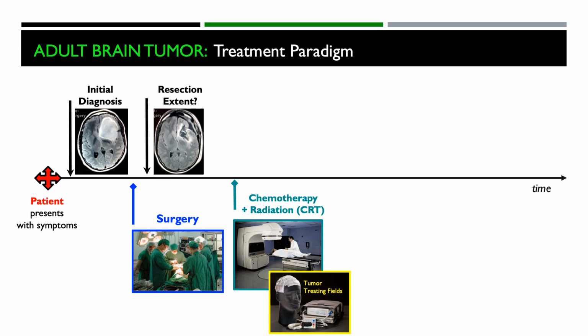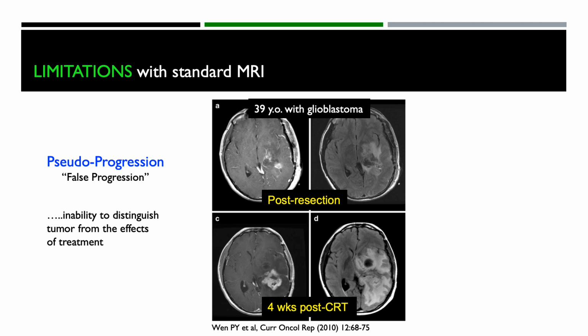Then the next step is chemotherapy plus radiation therapy, or possibly tumor treating fields. And again, we monitor looking at the MRIs, trying to determine is it response or is it recurrence. Well, there's limitations with standard MRI, and one that's become quite well known called pseudoprogression, which stands for false progression. It basically describes the inability to distinguish tumor from the effects of treatment.